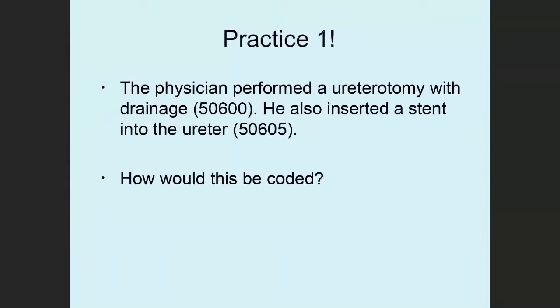Here is a practice. The physician performed a uterotomy with drainage 50600. He also inserts a stent into the ureter 50605. How is this coded? Here's a hint. 50600 is a separate procedure code. So knowing that, can both codes be reported? No, only 50605 is coded. These procedures were both performed on the ureter, and so the uterotomy is bundled into the insertion of stent.